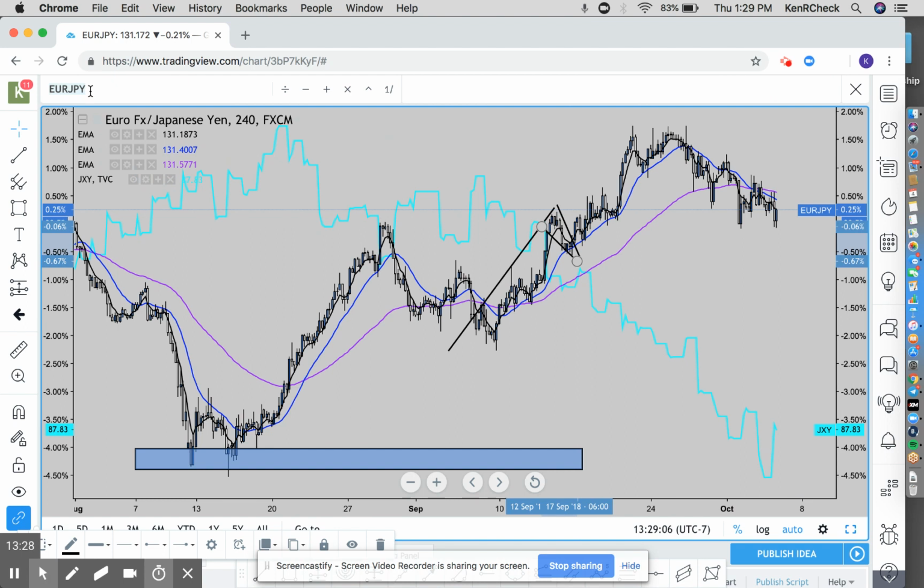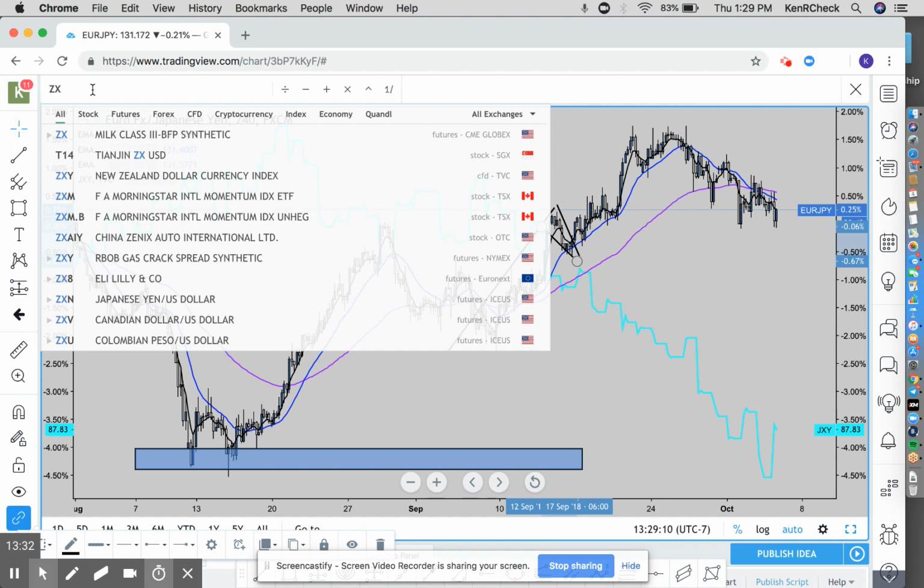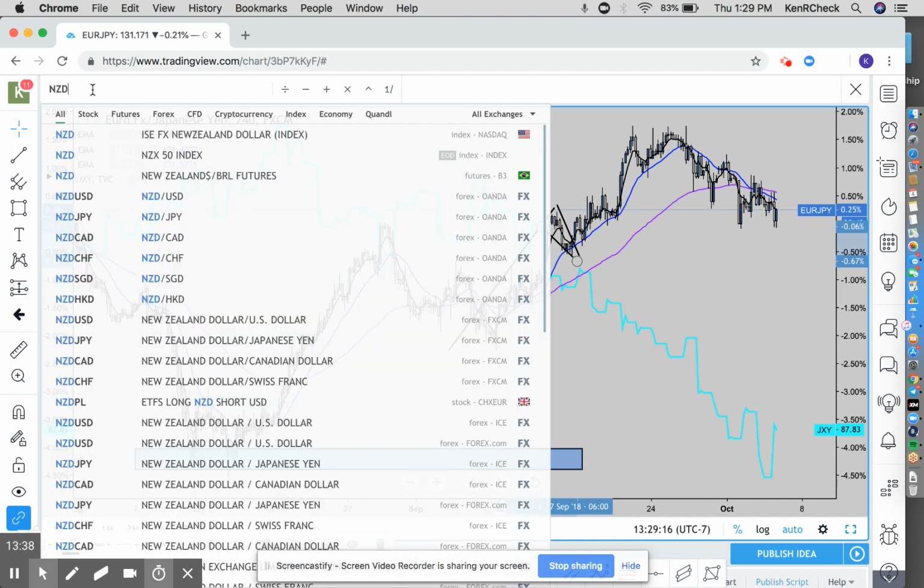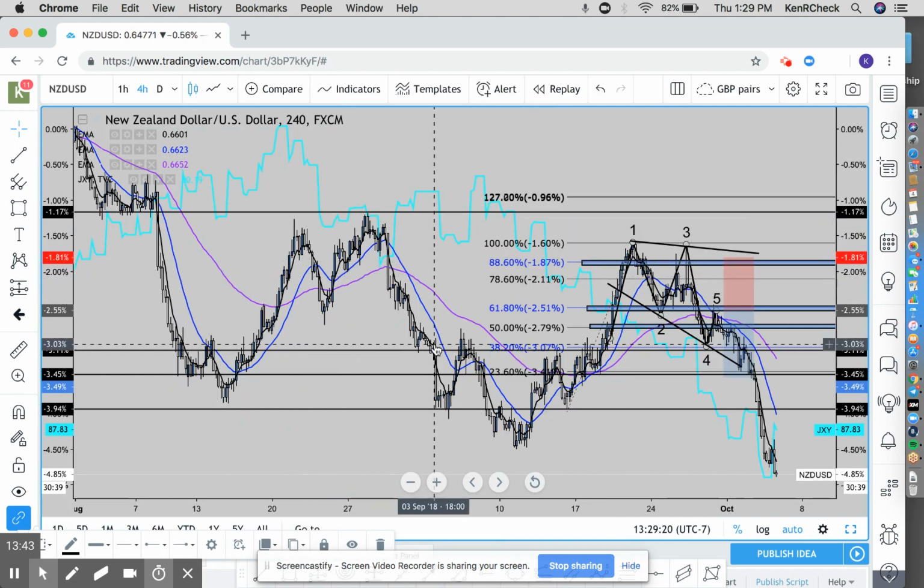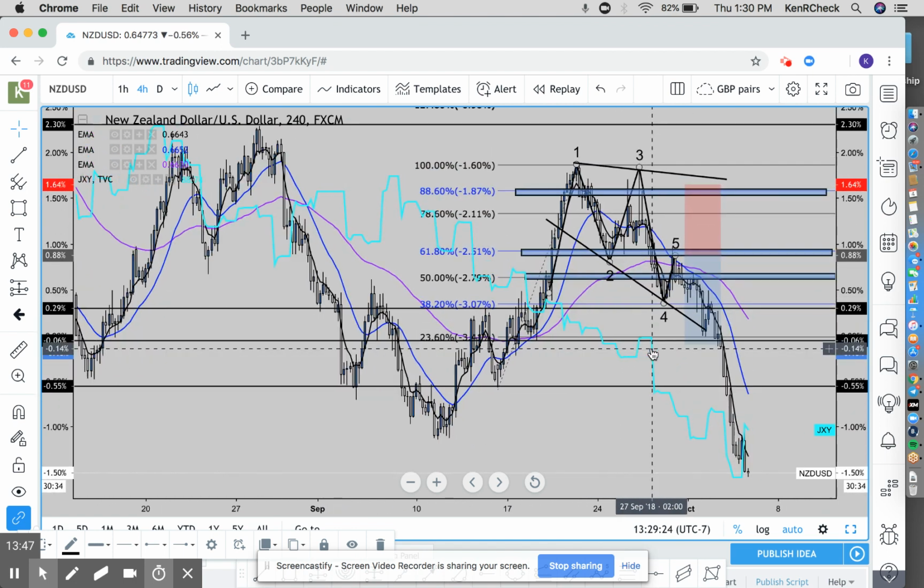Then I'm going to show you on using, so we're going to go on NZD USD. Awesome. So it's a trade setup, as you guys can see. Market structure.